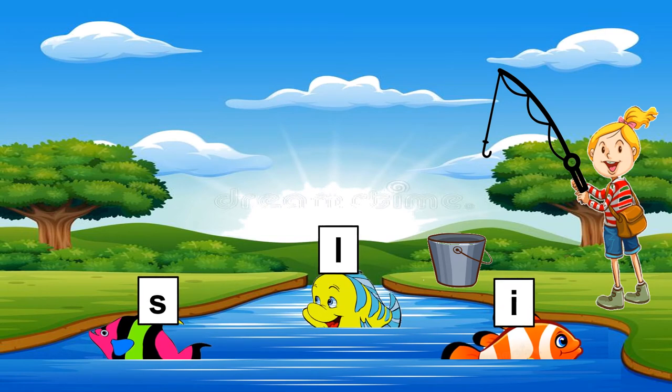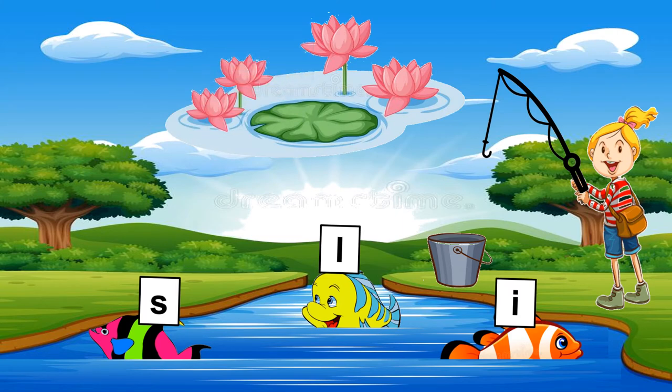Let us look at the next picture. Oh, what beautiful flowers. Can you tell me the name of this flower? Very good. It is the lotus flower. Lotus grow in ponds and lakes in water, and it is also the national flower of India. Lotus begins with the sound L. L, L, lotus.